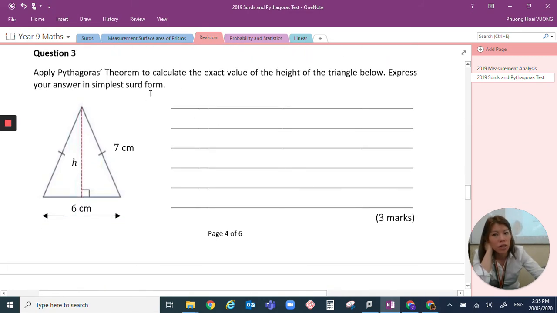Okay, moving on to question 3. Apply Pythagoras theorem to calculate the exact value of the height of the triangle below. Express your answer in simplest surd form. This was your question, right?